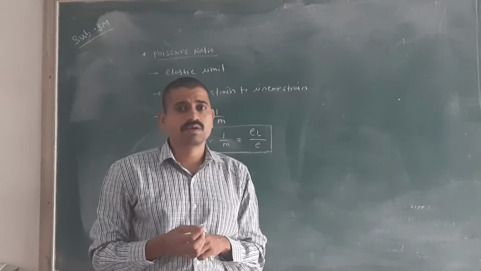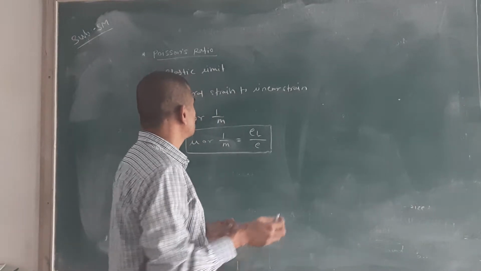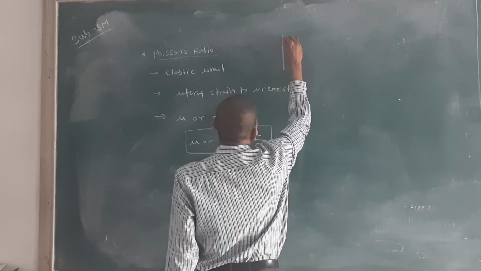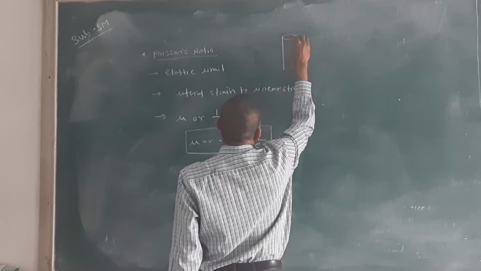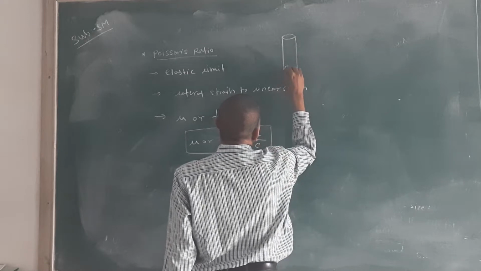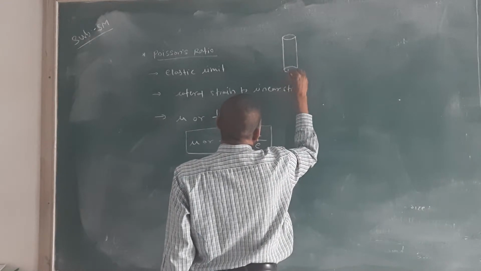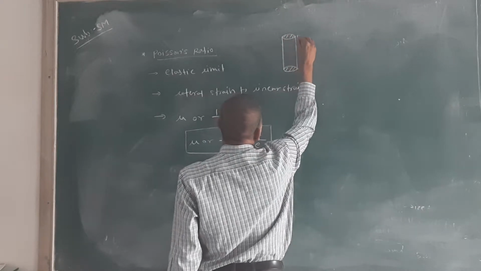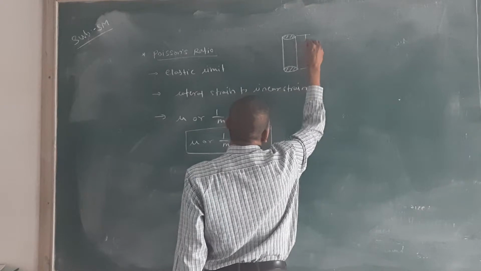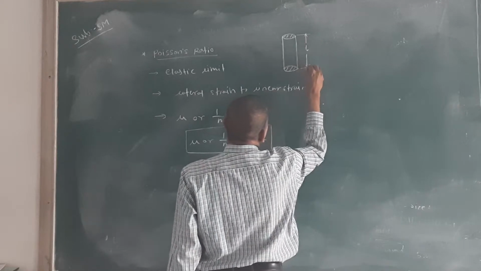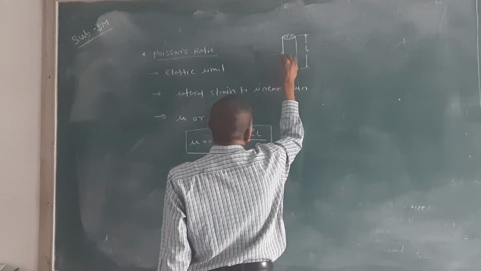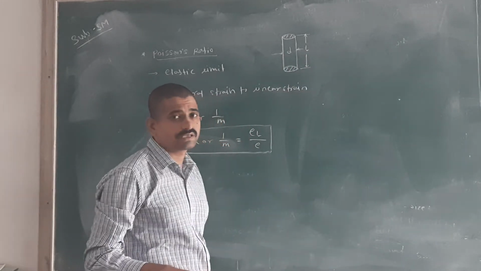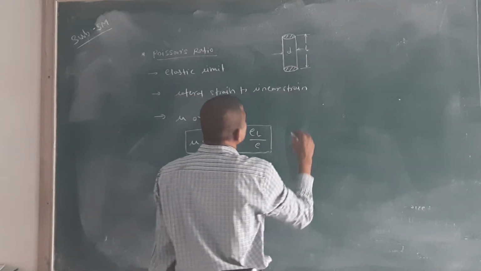Okay, we'll give you one small example. We'll consider one cylinder having the length L and diameter d. Having the length L, we will take the section of that cylinder. Consider the length of that cylinder is capital L, and the diameter is small d.